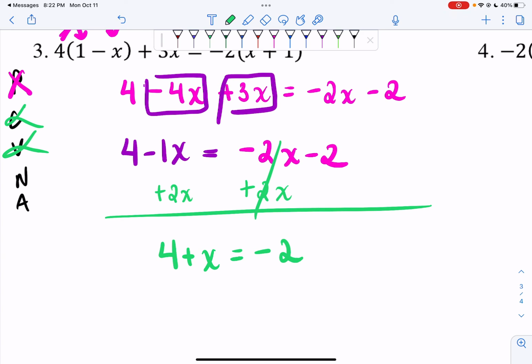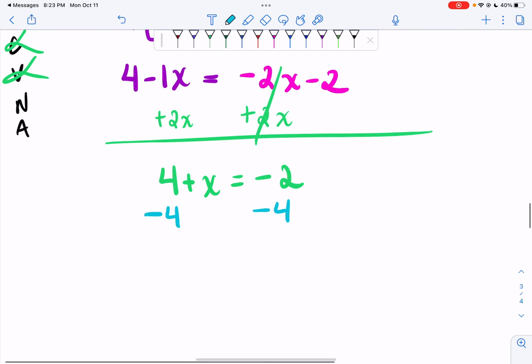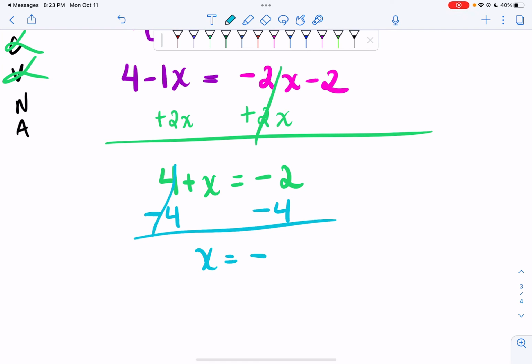Variables are on one side. Now I need to get my numbers on the other. So the only way to get rid of that 4 is to subtract 4. So I'm going to subtract 4 from both sides. God, I love equations. And I get x is equal to negative 6. And that's my final answer.